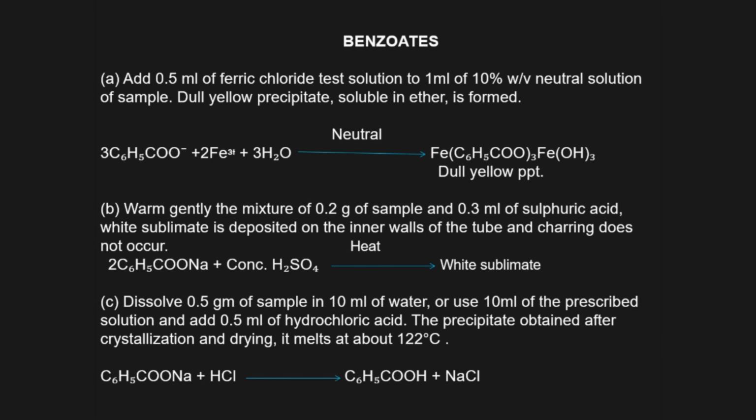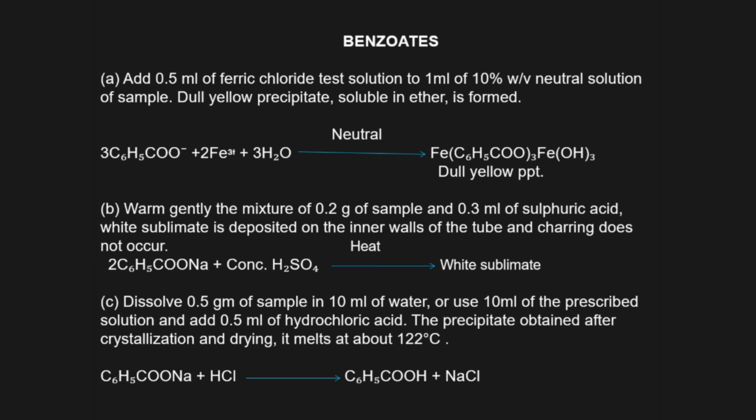Next anion which we have to discuss is benzoates. First method of identification of benzoates is to add 0.5 ml of ferric chloride test solution to 1 ml of a 10% weight by volume neutral solution of the sample. A dull yellow precipitate soluble in ether is formed. Below is the reaction showing how the dull yellow precipitate of ferric benzoate is formed when ferric chloride reacts with benzoate ions.